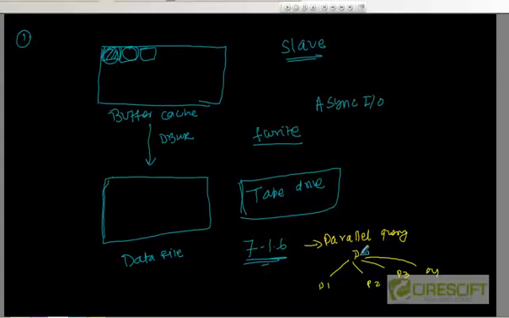Okay, and the process which creates this main plan is called the coordinator. So this is called the plan coordinator.